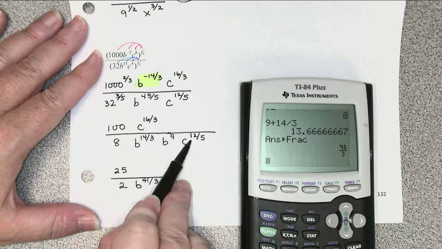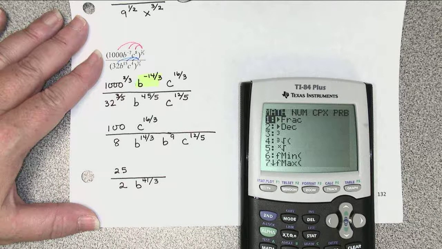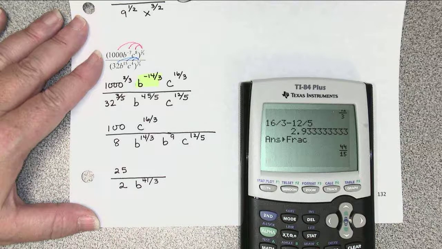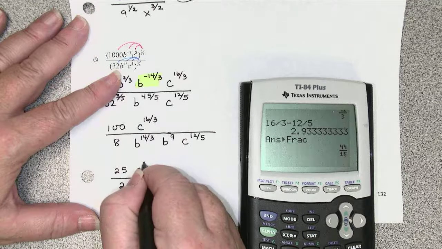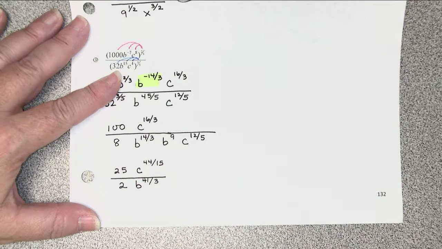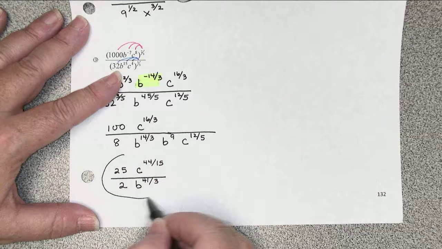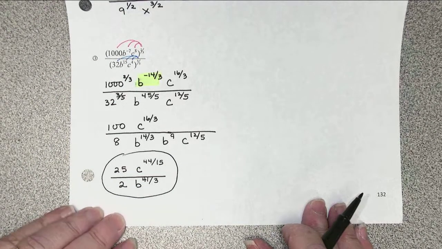C's are divided, so I have to subtract those powers. And that gives me 44/15 as my new exponent. Notice that it's positive, so that means the C's end up staying on top. Okay. Not a real pretty answer, but it is the simplified form. And that concludes section 3.1.